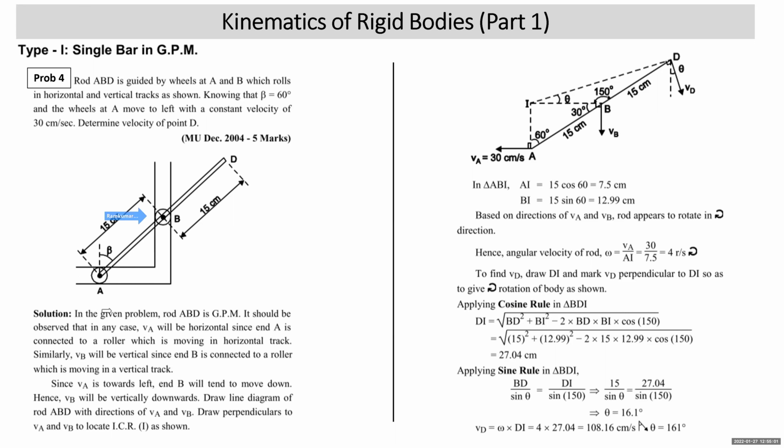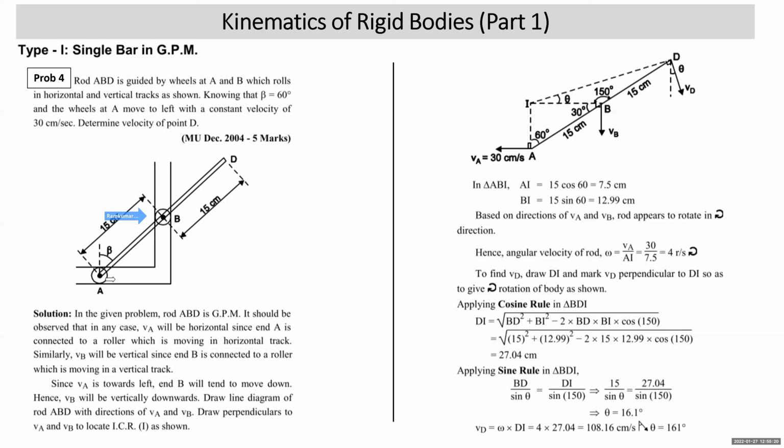Now we come to point B on the rod. Point B on the rod is connected to a wheel again. The wheel moves in a vertical track. That means velocity of point B will be vertical. So by looking at the diagram only, it should come to our mind that velocity of point A is horizontal and velocity of point B is vertical. Is that clear to everybody?